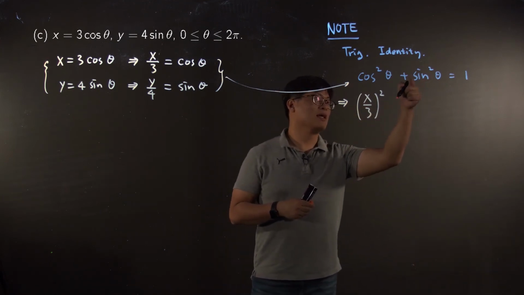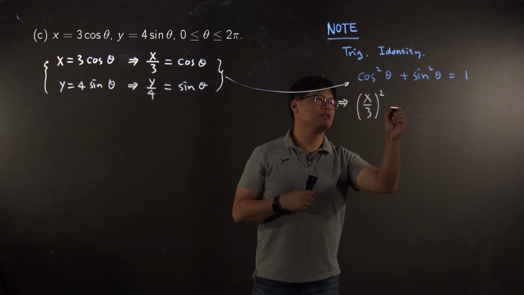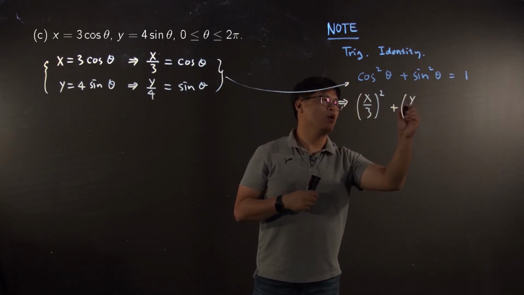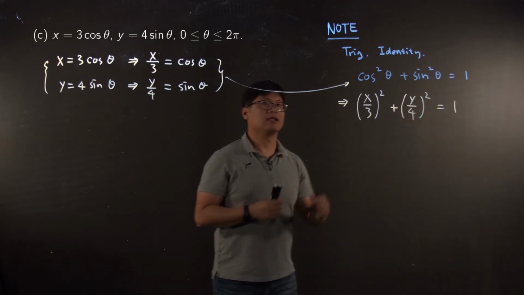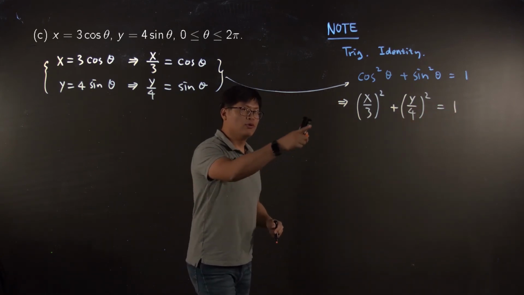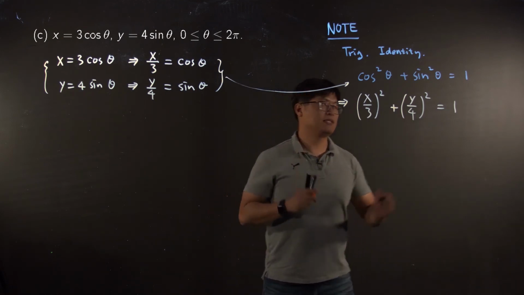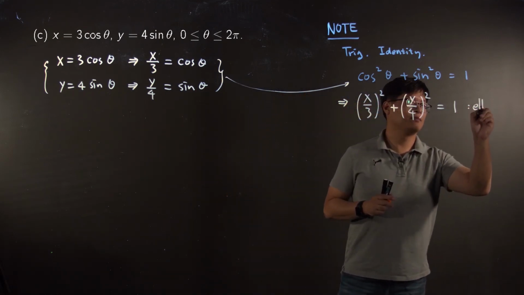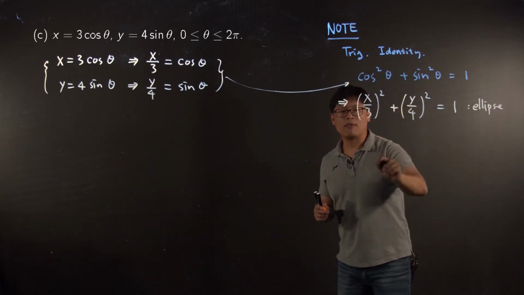And this one as well. Sine squared theta means sine theta squared, okay? So this will be (y over 4) squared equal to 1. Okay, that's it. This is Cartesian form, okay? But do you know what kind of equation it is? It is an ellipse. Okay, so the graph of an ellipse is really easy.